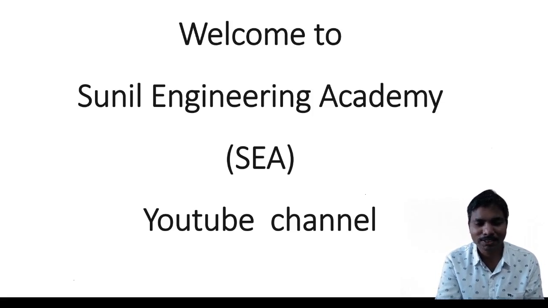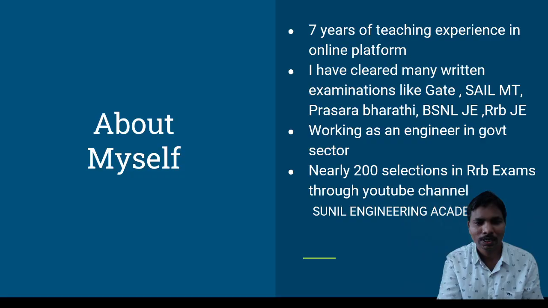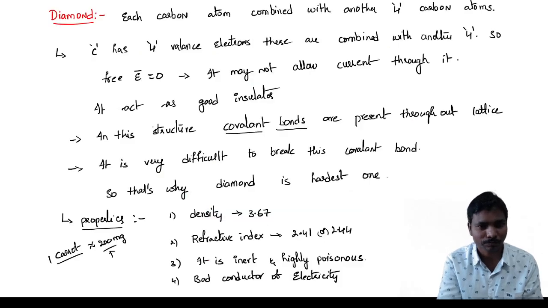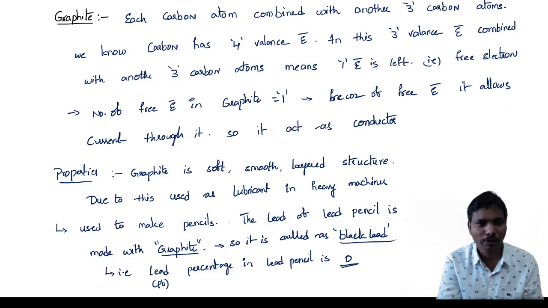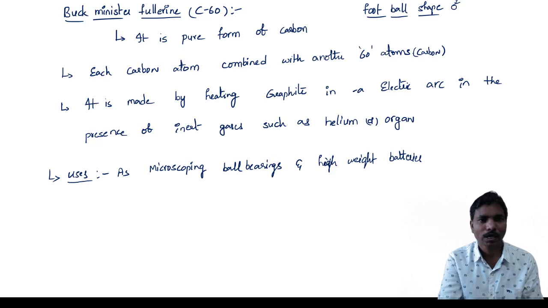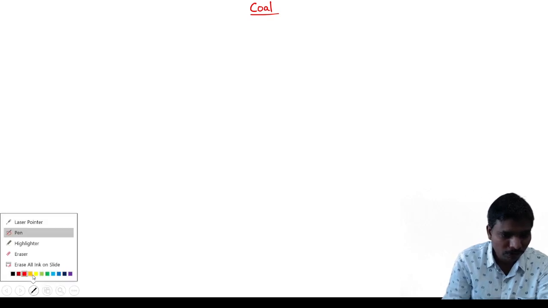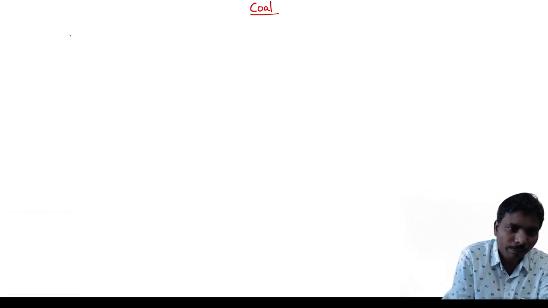Students, in this chemistry series, recently we have started carbon and its compounds. In that also we have completed the allotropes of carbon: diamond, graphite and C60. Now we are going to discuss coal, a very important topic. In coal, first of all, we need to discuss the types of coal.